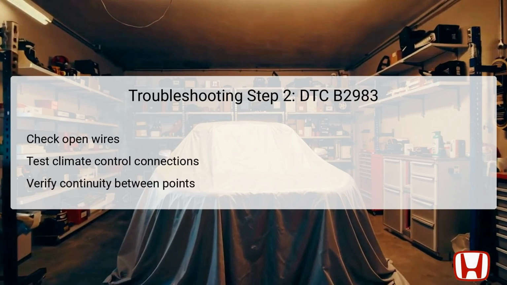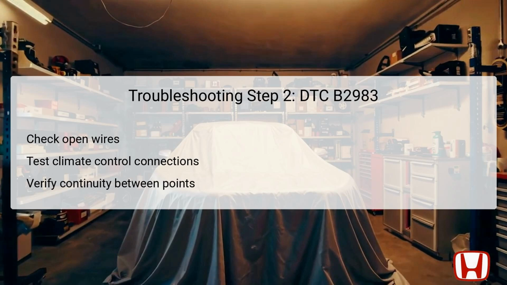In the second step, the focus shifts to checking for open wires in the FR, MTR fresh and REC lines that connect the climate control unit to the recirculation control motor. The process begins with turning the ignition switch to lock or position 0 for safety. Next, disconnect the climate control unit's 32P connector and the recirculation control motor's 7P connector.